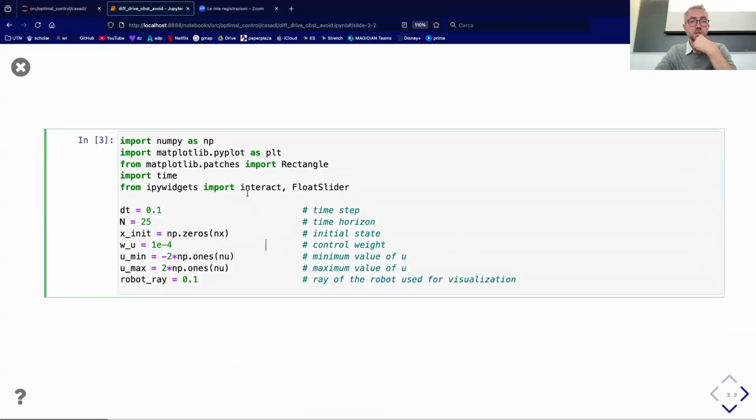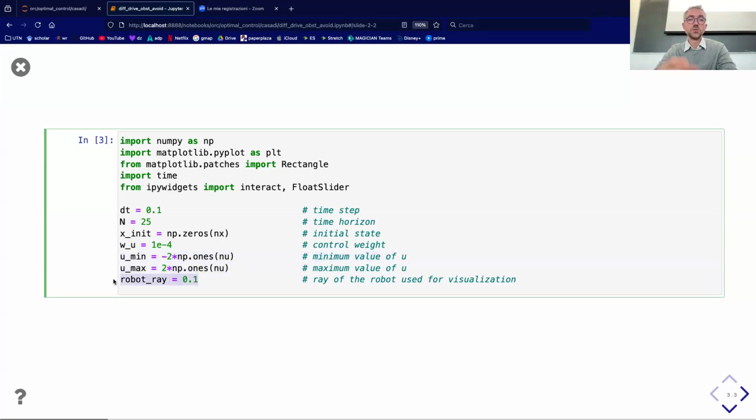This is where we define all the parameters of the problem. So the time step is going to be 0.1 seconds. The horizon is 25 time steps. The initial state for the robot is just 0. WU, we set it to 10 to the minus 4, so it's quite small, which means that we care much more about reaching the desired terminal state rather than minimizing the control inputs, because of course the two things are in conflict. The bounds on the control inputs are plus and minus 2.